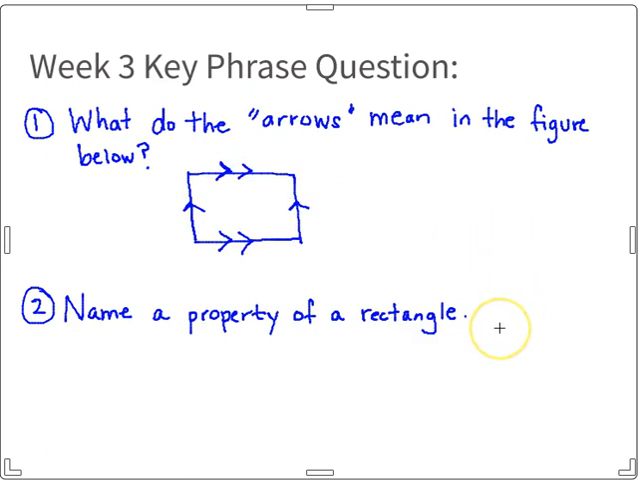And then one of the special parallelograms that we learned a little bit about today was a rectangle. Name a property, just one property, of a rectangle.